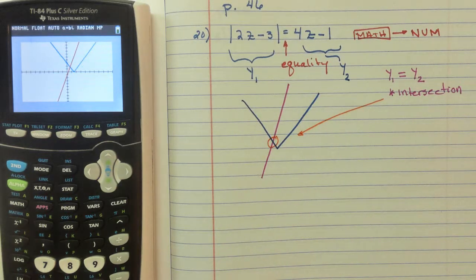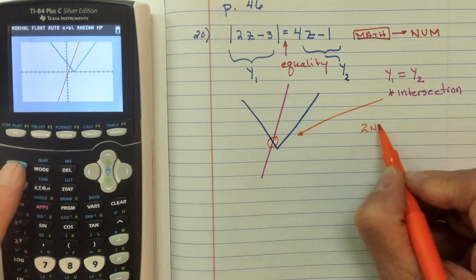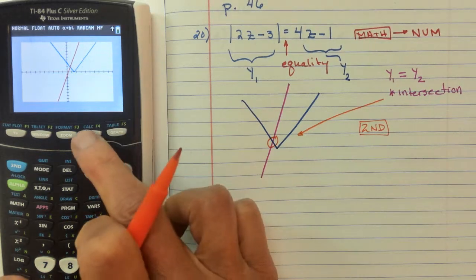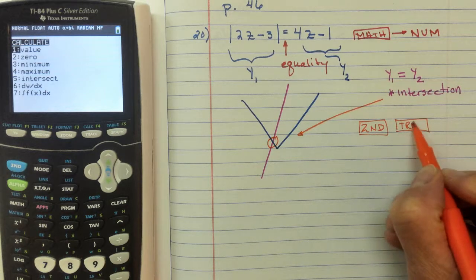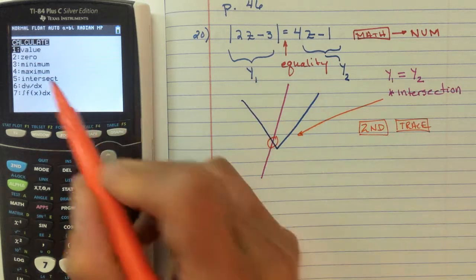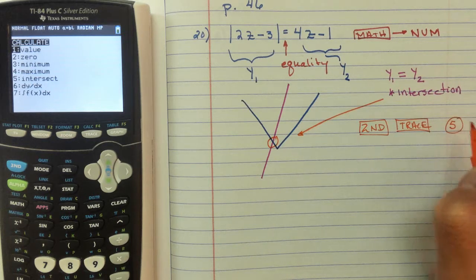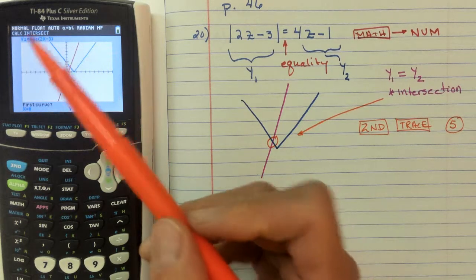And the way I'm going to do it is I'm going to push the second button. And I'm going to go to trace, second, and then trace. And then we can see I'm going to pick number 5, which is intersect. So number 5. Learn to read your calculator.